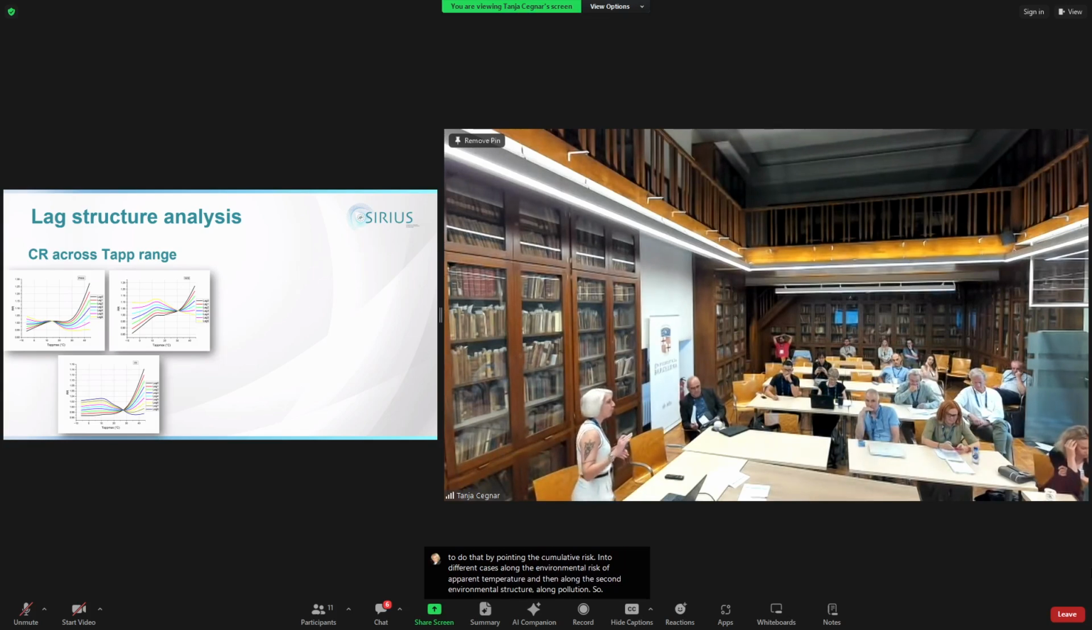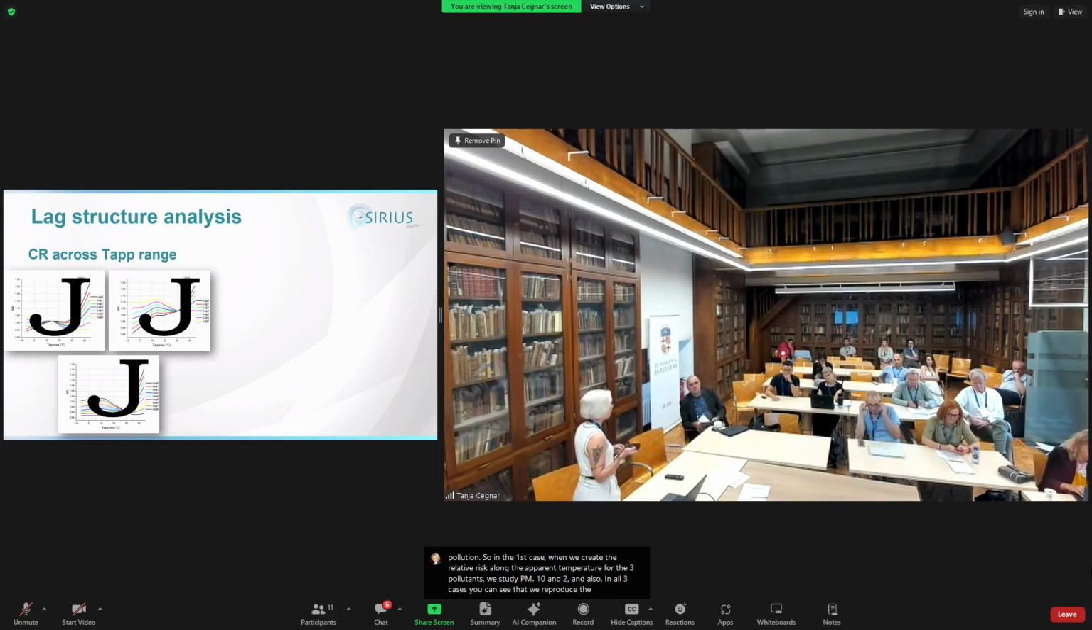So in the first case, when we cumulated the relative risk along the apparent temperature for the three pollutants we studied, PM10, NO2, and ozone, in all three cases, you can see that we reproduce the classical J-shaped relations evident in many cases in relevant literature, which means, as we may know, that the heat effects happen on the day of the exposure and are rather immediate, while the cold effects take about, in our case, 1 week or even more to accumulate a significant health effect.